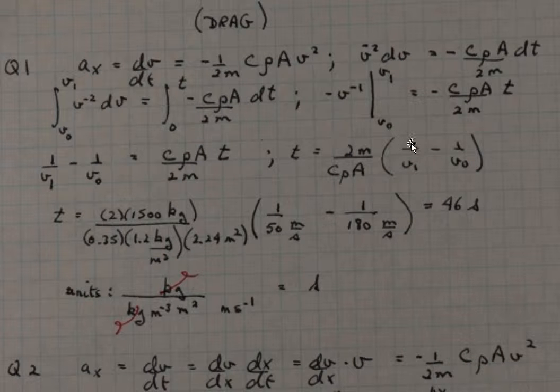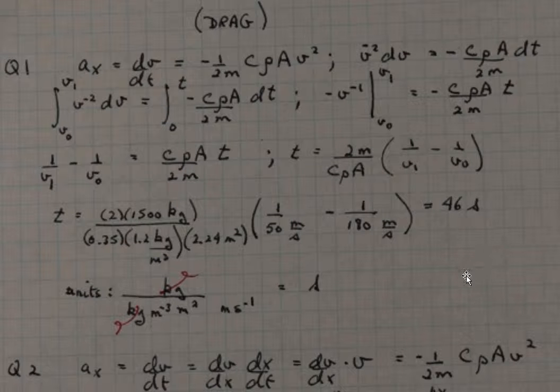t is equal to the difference in the reciprocal speeds times 2m over c rho A. So if you plug the numbers in here, 2 times 1500 kg divided by 0.35 (c), 1.2 kilograms per cubic meter (rho), times A, 2.24 square meters, that's the cross-sectional area, times the reciprocal of the ending velocity minus the reciprocal of the beginning velocity. It takes 46 seconds to slow down.